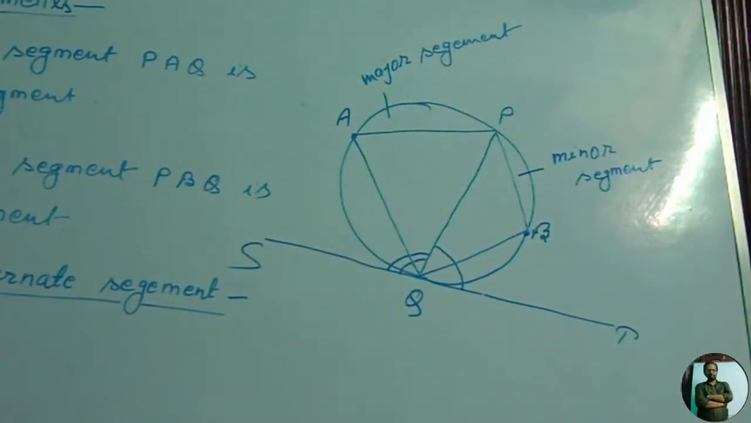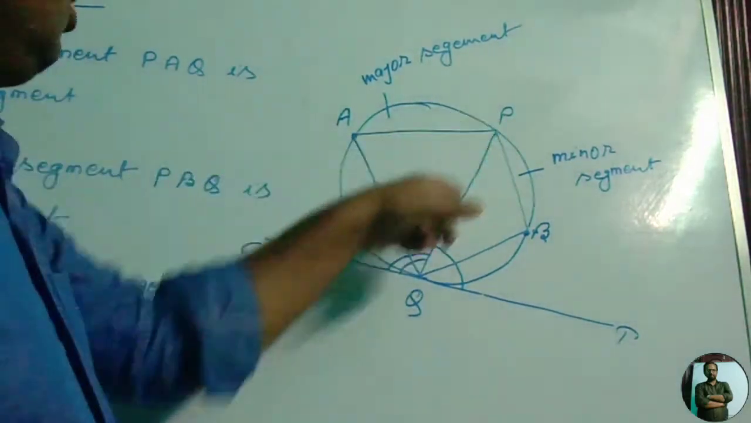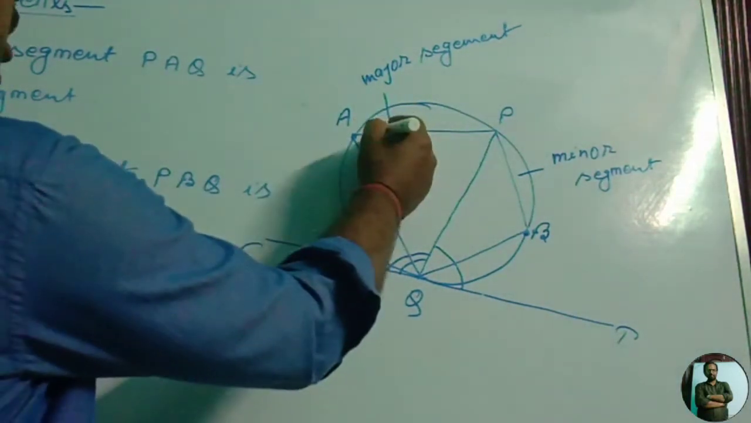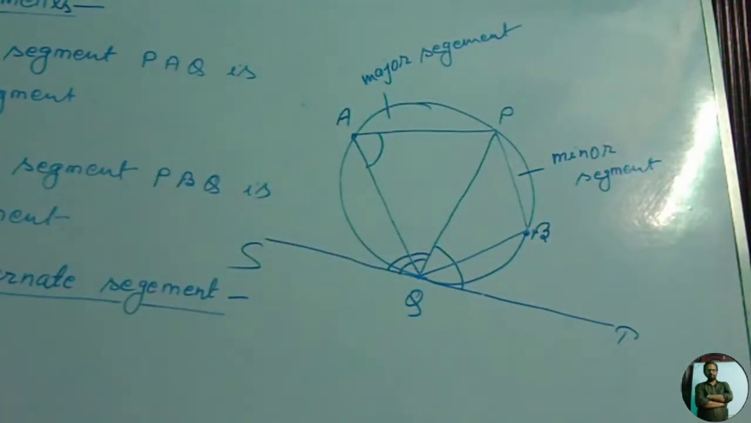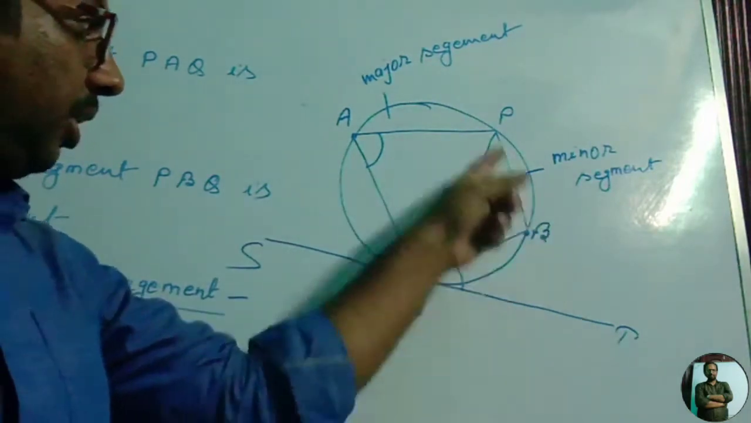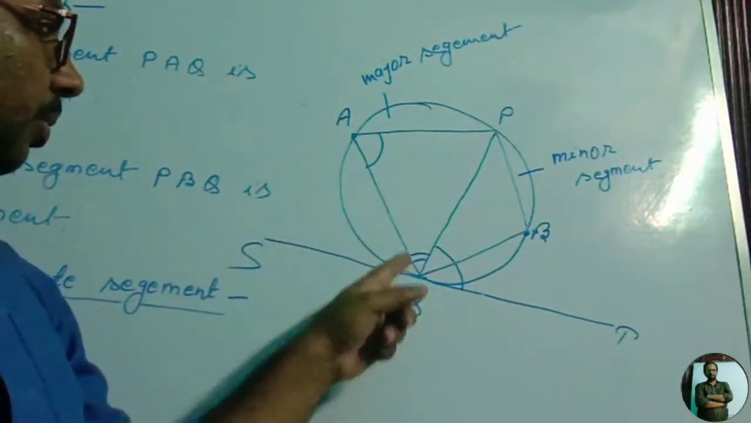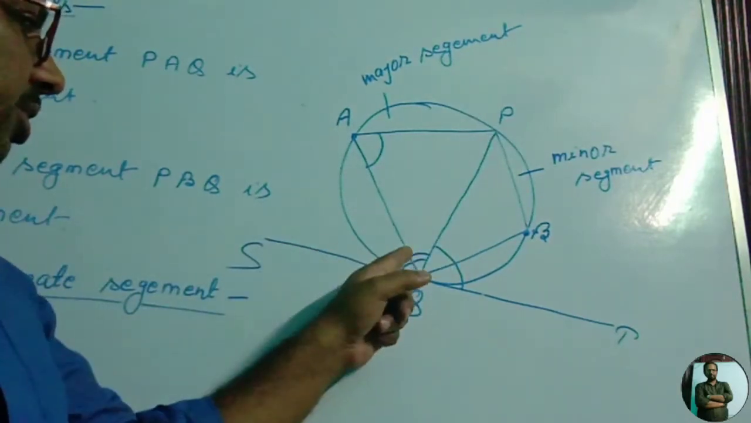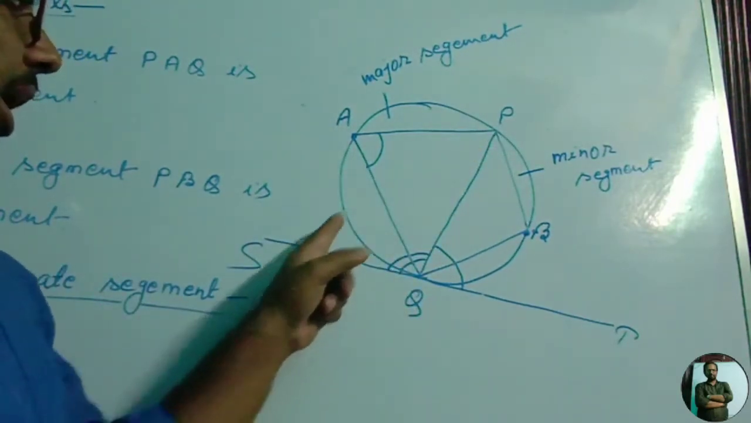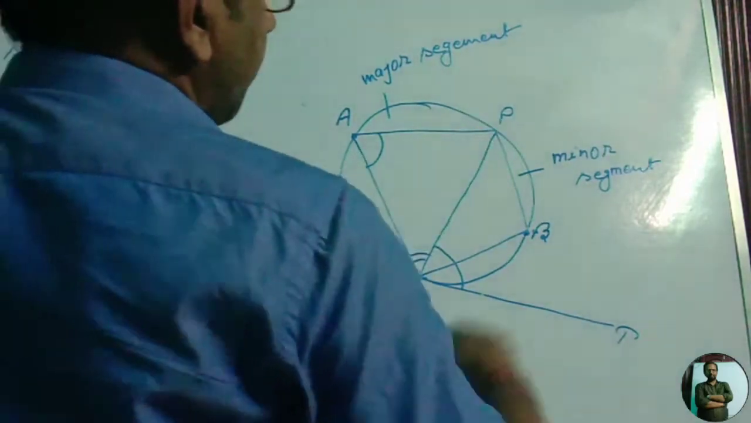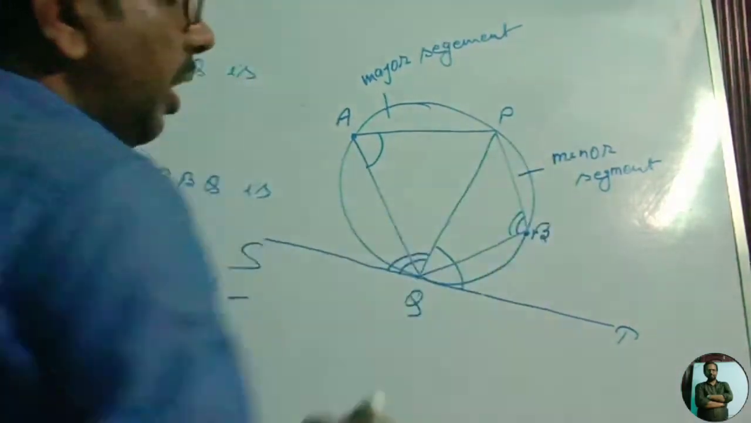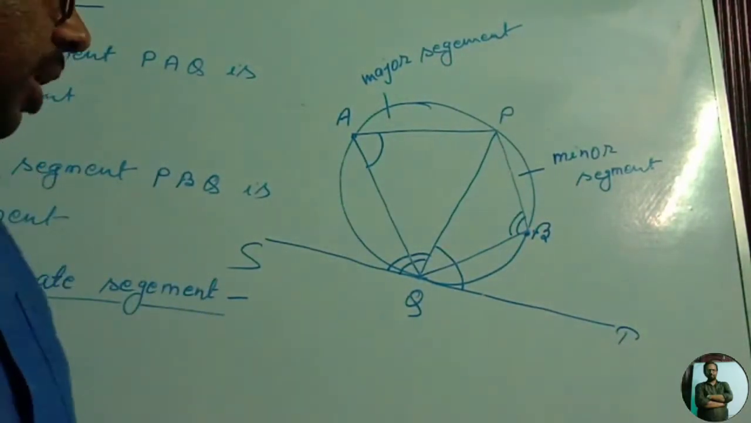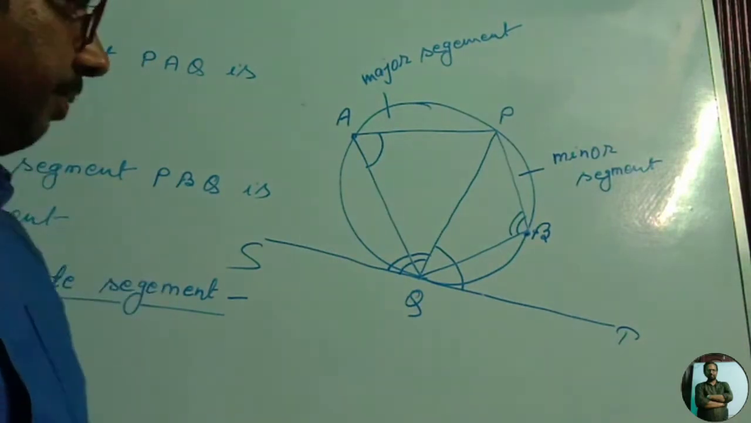We say for angle PQT, angle PAQ is the angle in alternate segment, and for PQS, angle PBQ is the angle in alternate segment. Here I am giving you one trick to identify the angle in an alternate segment.